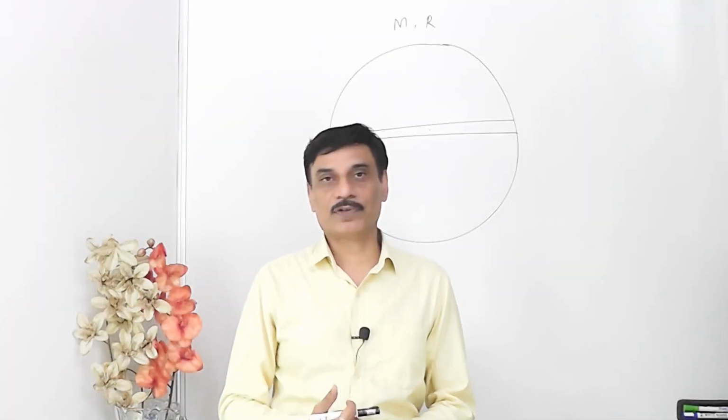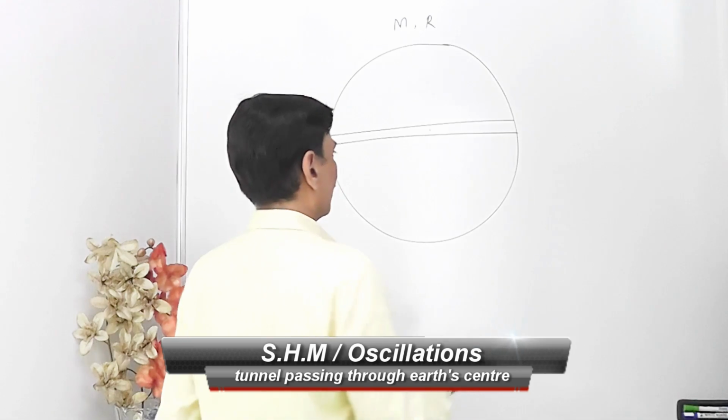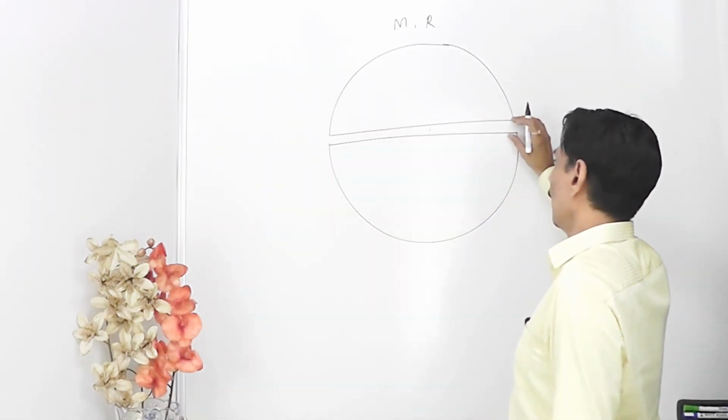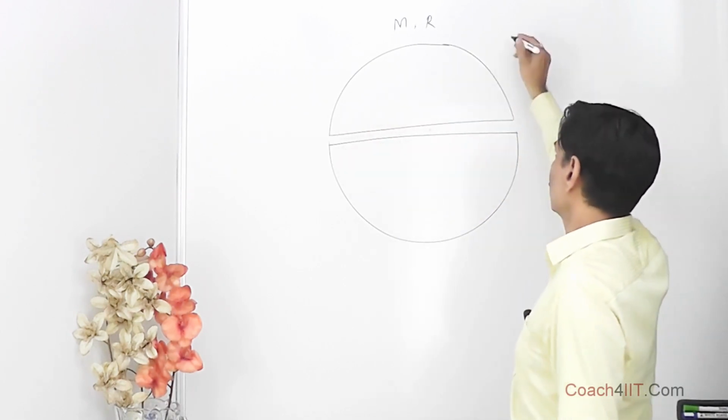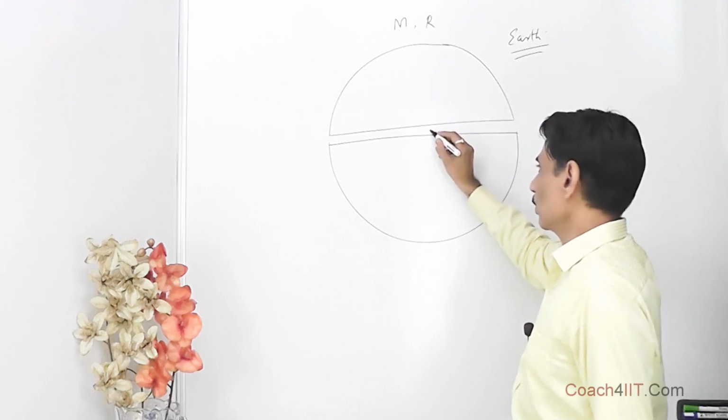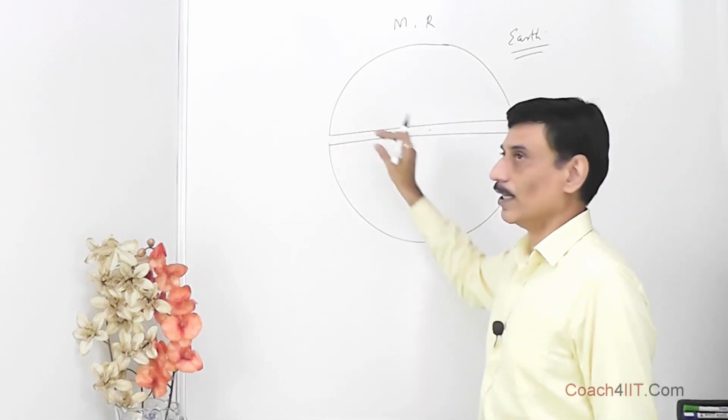We do use a lot of creativity. Like in this example, where we wish to find the time period of a body which has been put into a tunnel. This is a smooth tunnel which has been dug through the diameter of Earth. So this is Earth, and through this Earth passing through the center, somehow a tunnel has been dug.